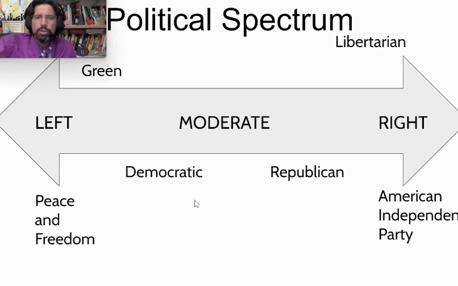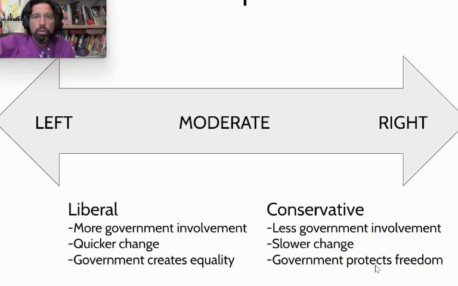In the political parties, Democrats and Republicans are moderate left and right. Peace and Freedom and Green are more progressive, so farther left. Libertarian's kind of off in its own. It's not really as right. It's kind of an offshoot. And the American Independent Party, which is not an independent party, is also known as the Reform Party or the Constitutionalist Party. That is very far right.